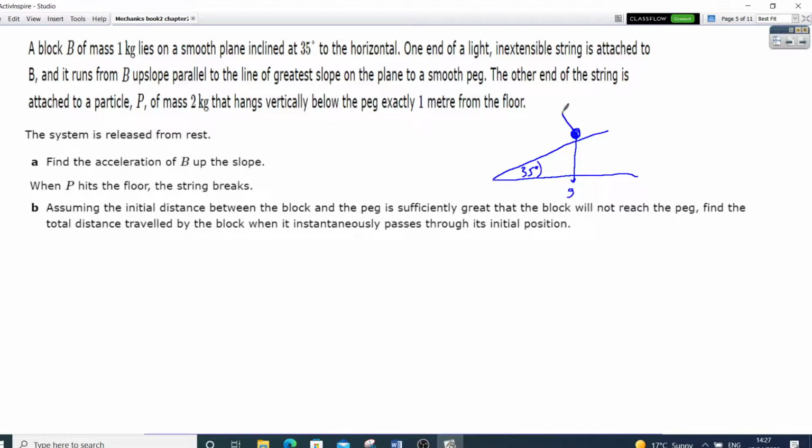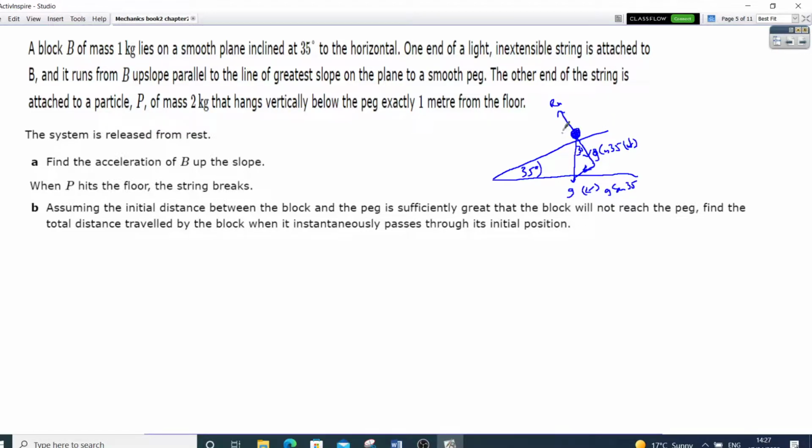The contact force with this one is R, and this runs perpendicular to the slope. That's the same 35 degree angle, so let's first put g times cos 35 running downwards. And running down the slope, going that way, it's going to be g sin 35. Okay, so we've got those so far.